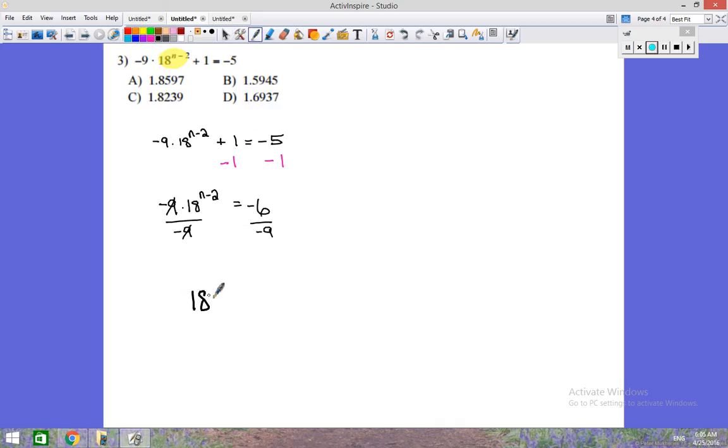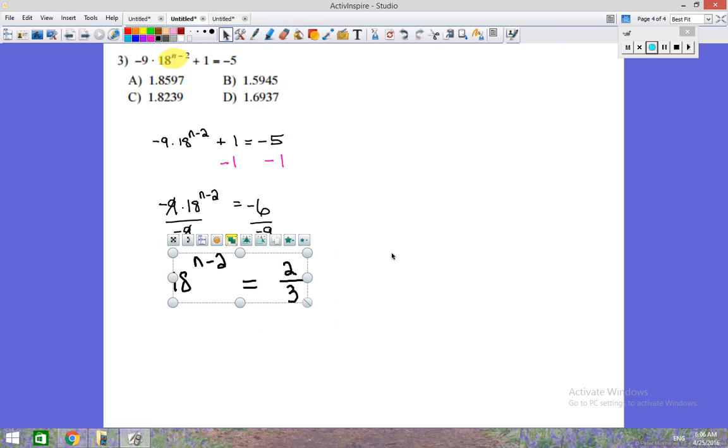We have this 18 to the n minus 2. Negative divided by negative is positive. 6 divided by 9, well, it's easy to see that they're both divisible by 3, that 6 divided by 3 is 2, and 9 divided by 3 is 3. You can reduce your fractions. You don't have to. You can keep it as 6 over 9 and just let the calculator do the work at the end. All right.